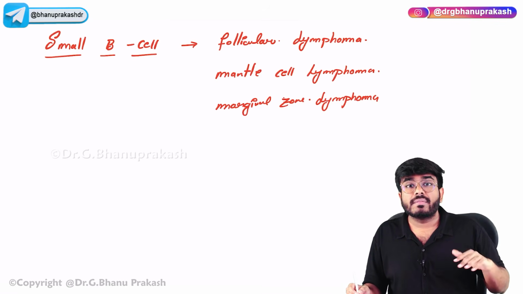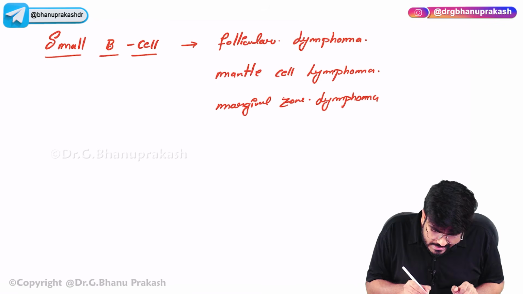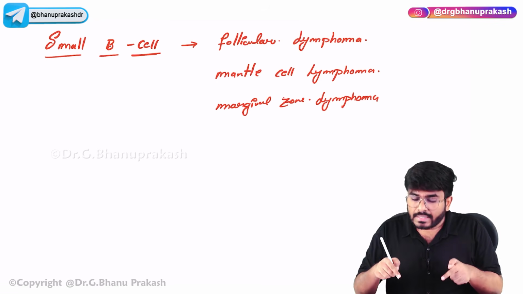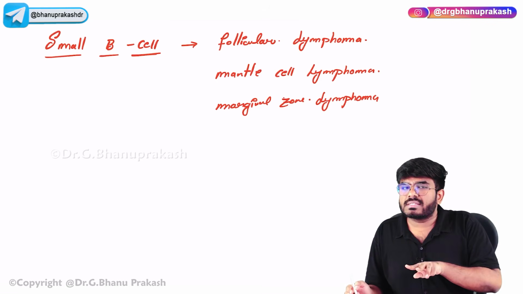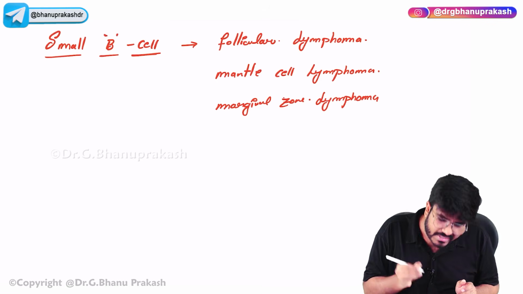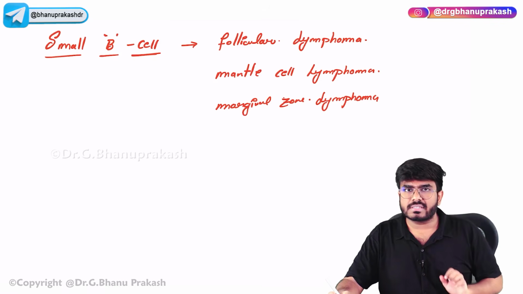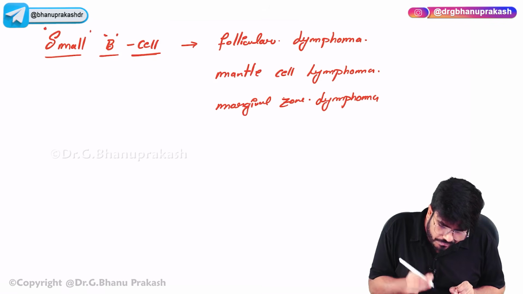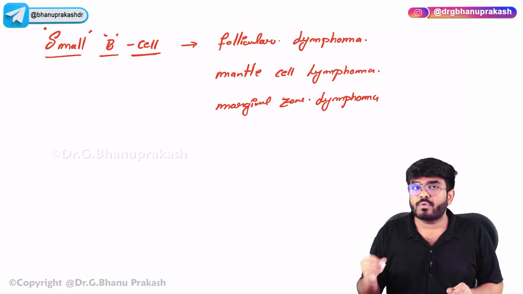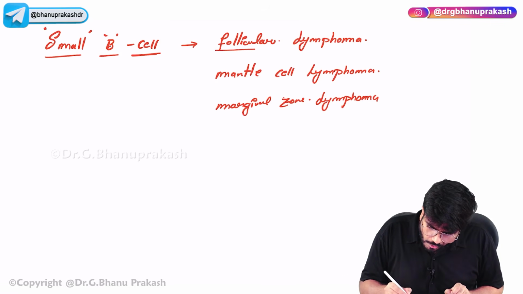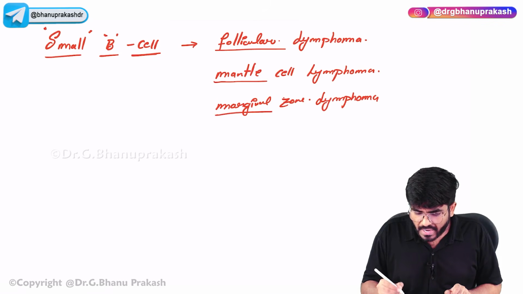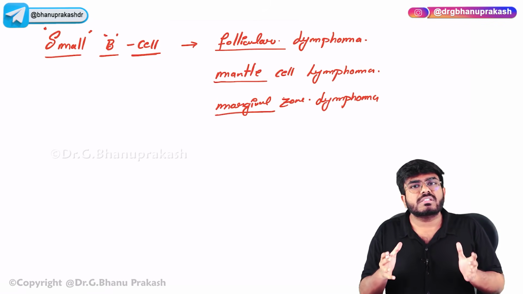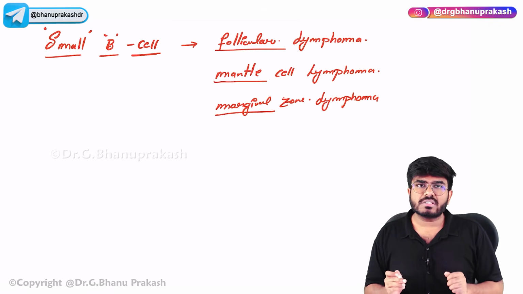They come under small B cell lymphomas. First of all, the thing I want you to know is, all these three lymphomas are the cancer of which cells? They are the cancer of B cells, and the size of the B cells is going to be small. Now, where is this lymphoma happening? Follicles, mantle zone and marginal zone are the regions of a lymph node.